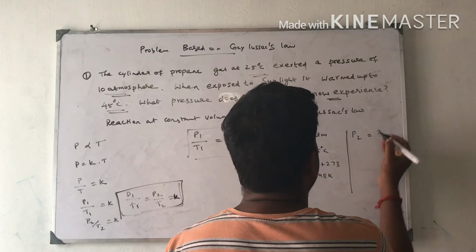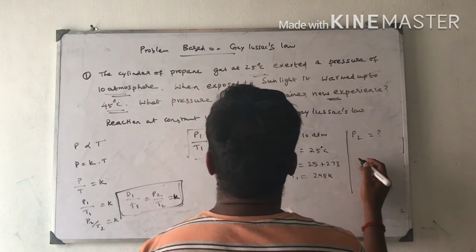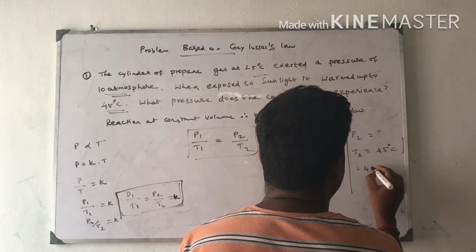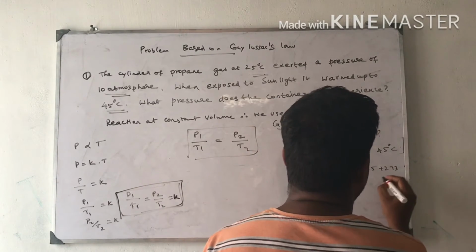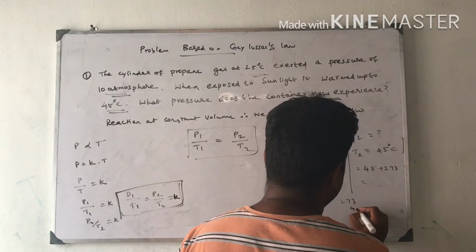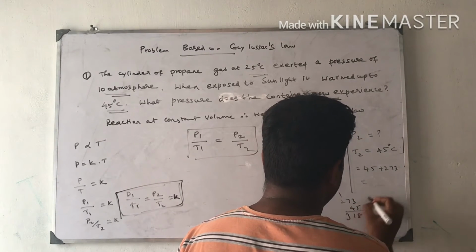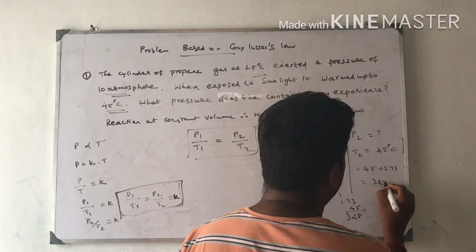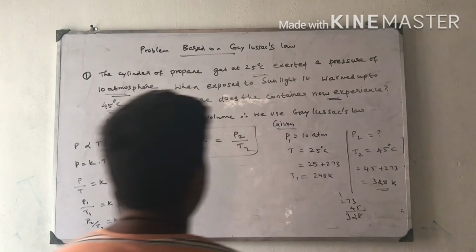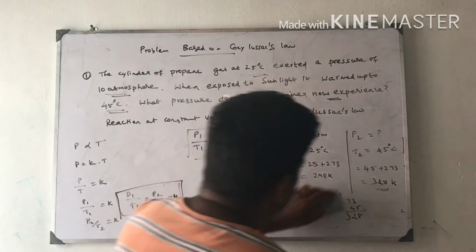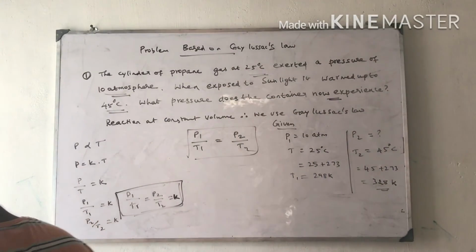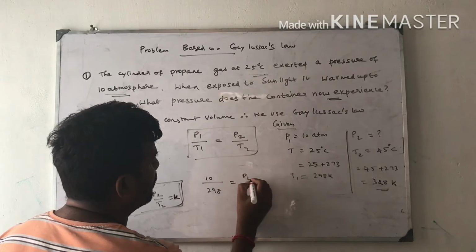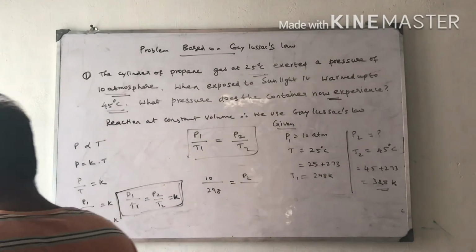Next, P2 we don't know, that's not given, that only we are going to find. What is T2? T2 is 45 degrees Celsius. So we have to use the formula: 45 plus 273 is equal to 328 Kelvin. So first we convert the centigrade into Kelvin. Next we have to apply in this formula. 10 by T1, 298, is equal to P2 by T2.